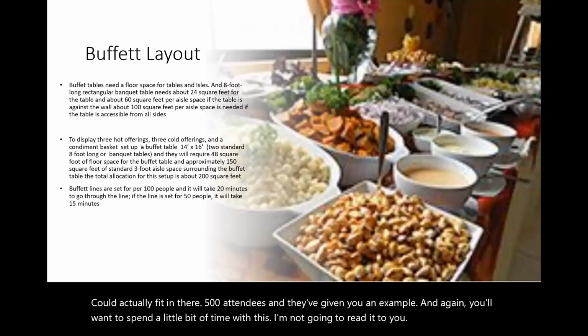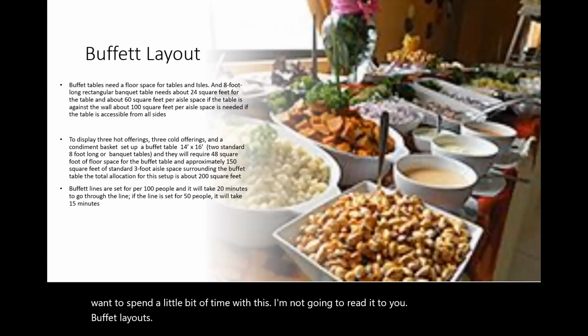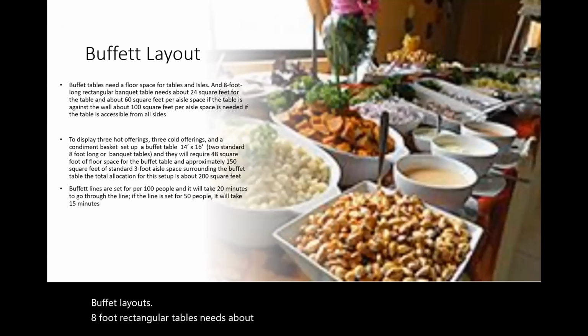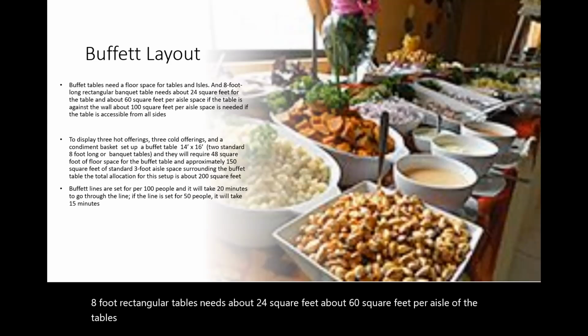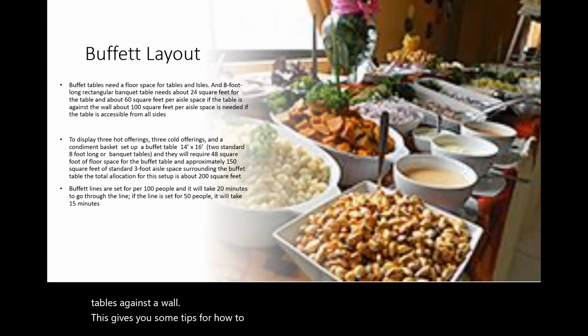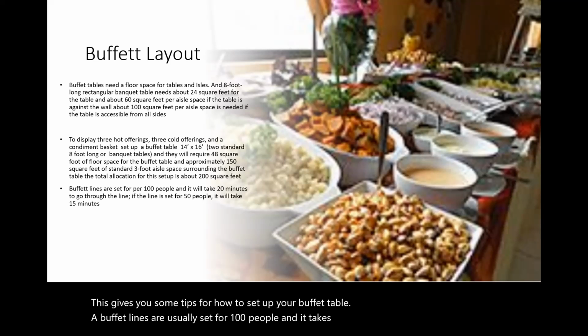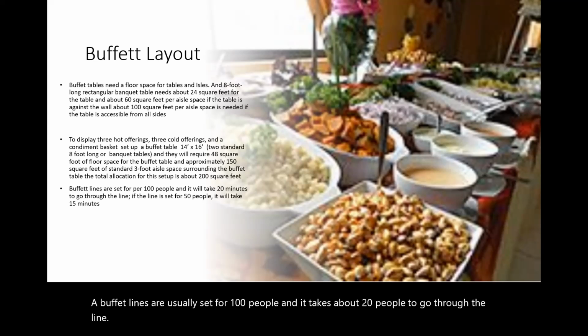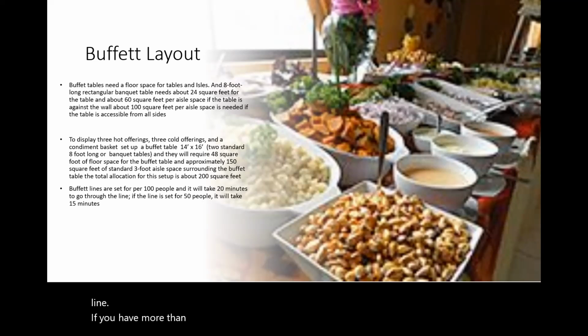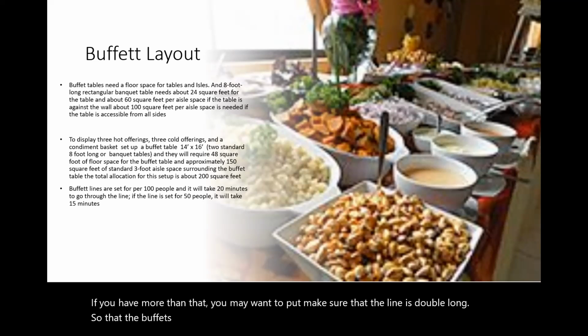Buffet layouts. 8-foot rectangular tables need about 24 square feet, about 60 square feet per aisle of the tables against a wall. This gives you some tips for how to set up your buffet table. Buffet lines are usually set for 100 people, and it takes about 20 people to go through the line. If you have more than that, make sure that the line is double long so that the buffets can be served from both sides.